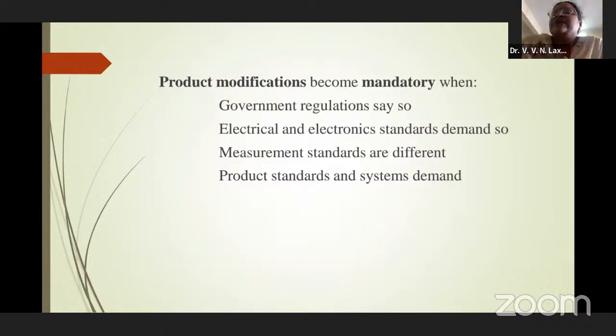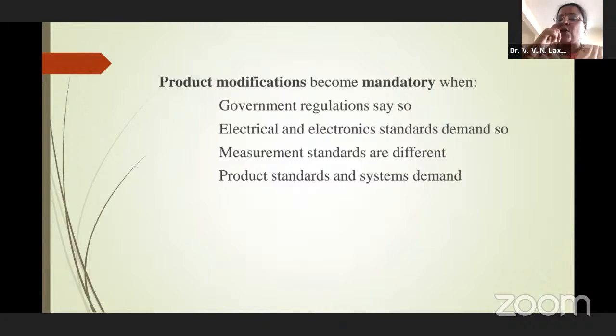Then, what could be the measurement standards? For example, in India, that is Asian countries, we believe in kilograms, we believe in kilometers and all. While in Europe and US, they believe in pounds, when it comes to weight. So the measurement standards could be different. So the same have to be used when it comes to labeling and packaging.